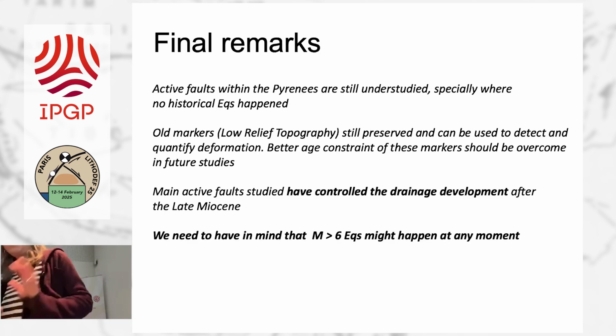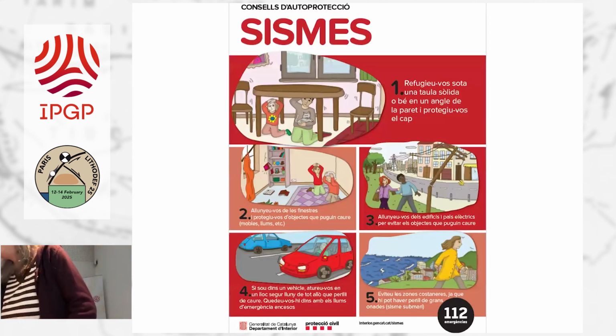In any case, I finish with some final remarks. We have to take into account that the active faults control the development of the landscape, and that we have to consider that at any moment we can have a larger than six magnitude earthquake. So I wonder if you know what to do if we have one of these now.